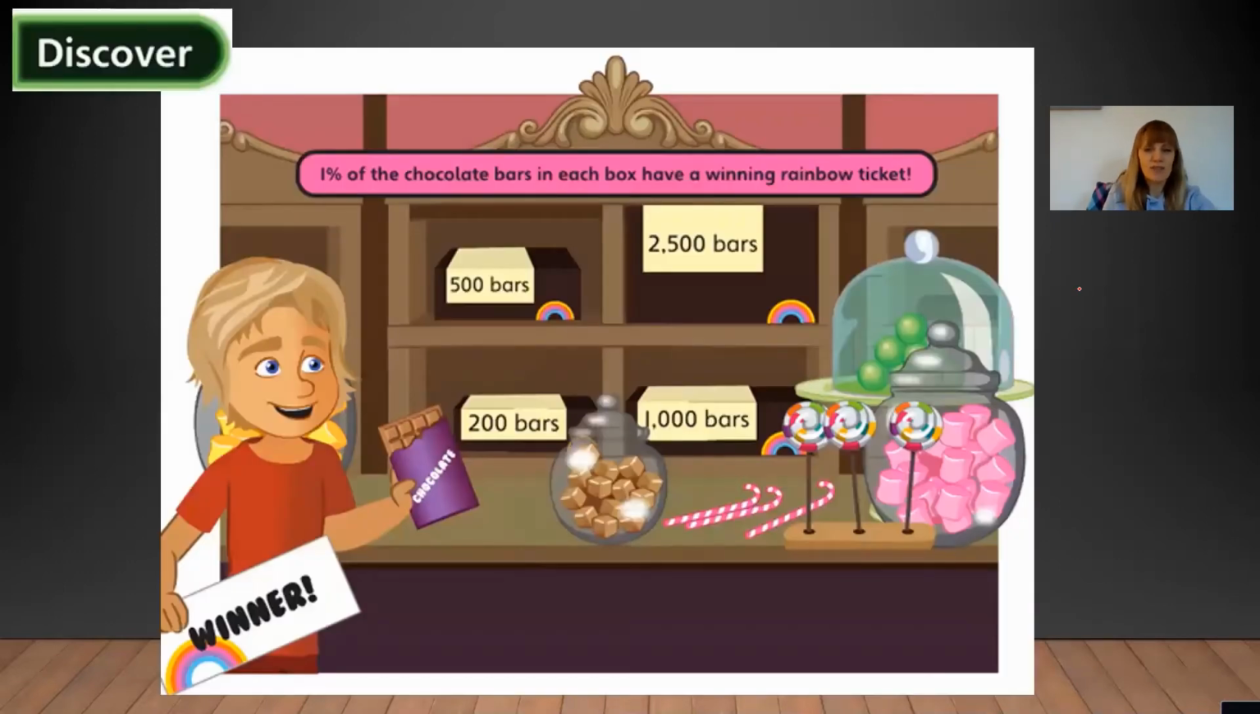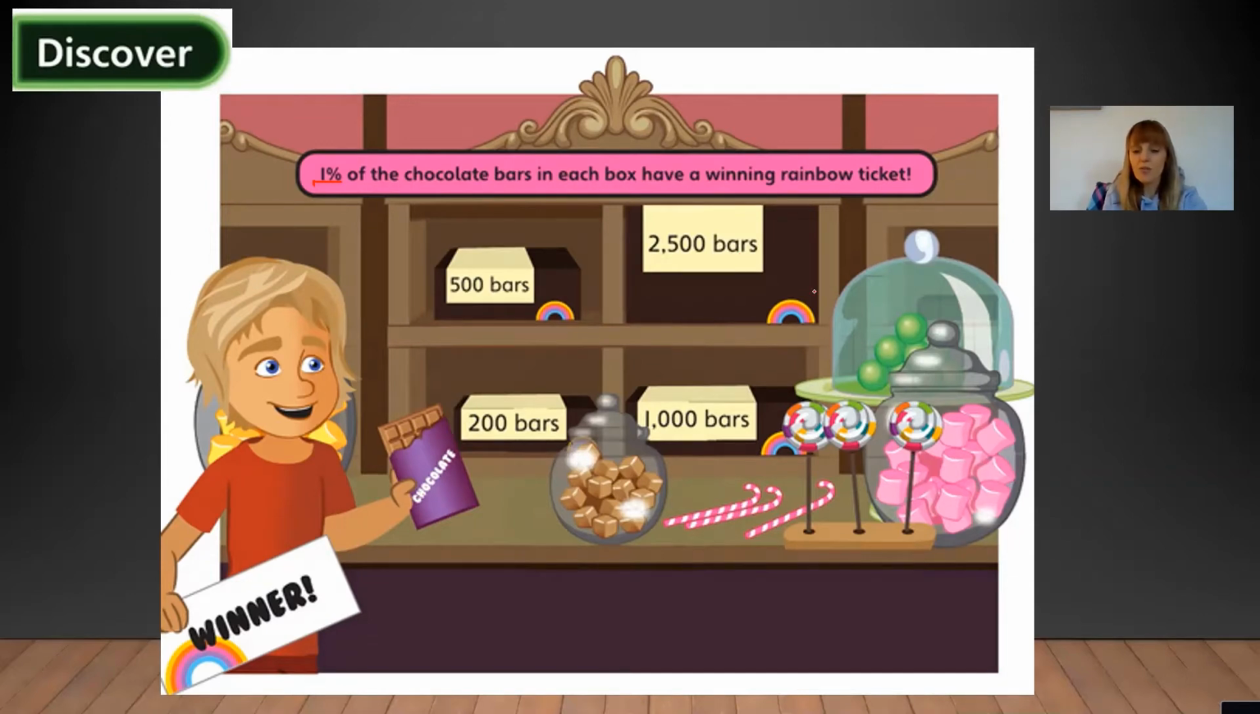So for our Discover today, here we go, we've got a boy in a shop, and you can see in the back of the shop that there's different boxes containing bars of chocolates. Now inside each of those boxes, the information that we've got is that 1% of the chocolate bars in each of the boxes have a winning rainbow ticket. So in this box of 500 bars, 1% of the chocolate bars in there will have a winning ticket, and that's the same for each of those boxes.